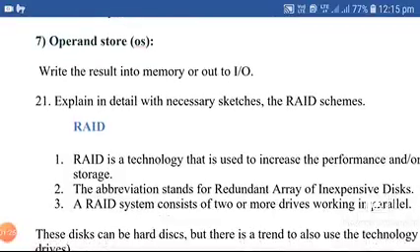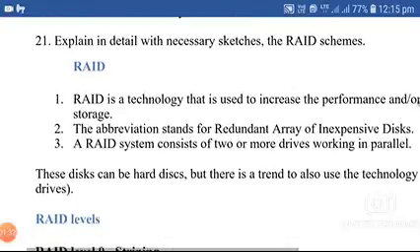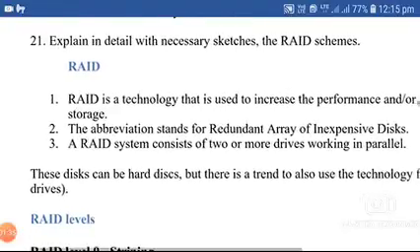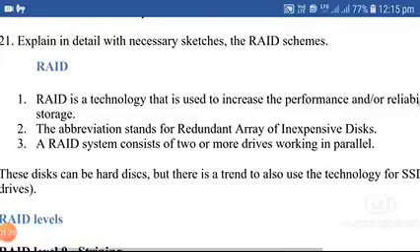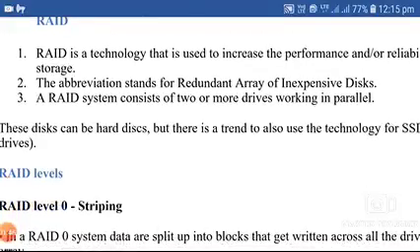Next, we are going for the second question, number 21. Explain in detail with necessary sketches the RAID schemes. So RAID is a technology that is used to increase the performance and/or reliability of data storage. Number 2, the abbreviation stands for redundant array of independent disks. Number 3, a RAID system consists of 2 or more drives working in parallel.